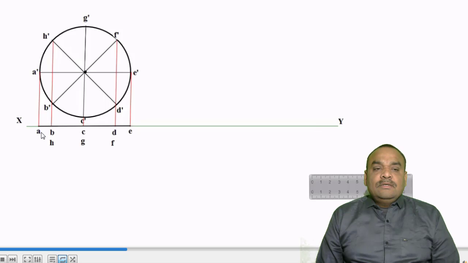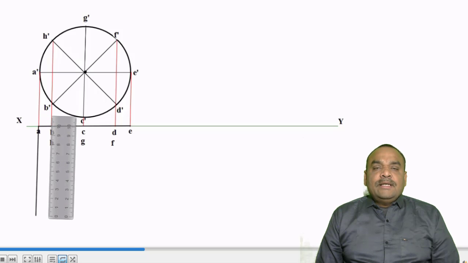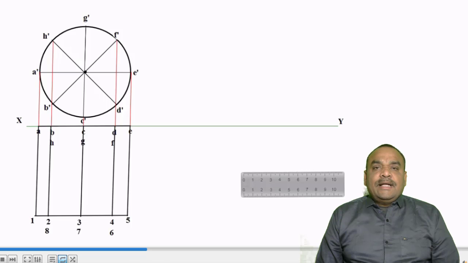So here your ABCDEFGH as a line is the top view of the base. Now we know the height of the cylinder, and the height of the cylinder is given as 100 mm. So from each point we draw the perpendicular line, and we know that when the axis of the cylinder is perpendicular to VP, its top view is always a rectangle. So we create the rectangle.